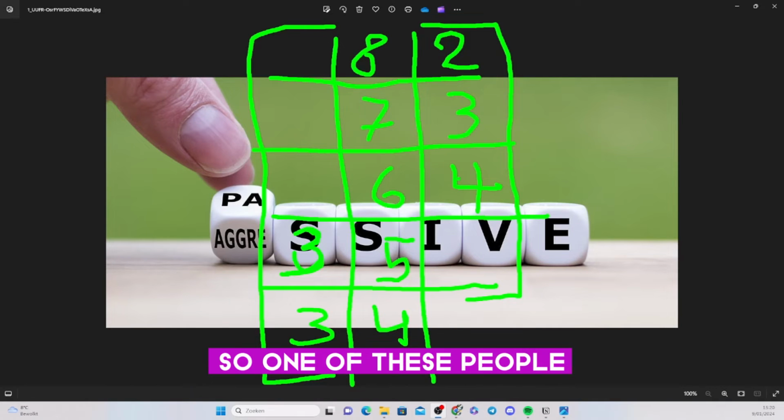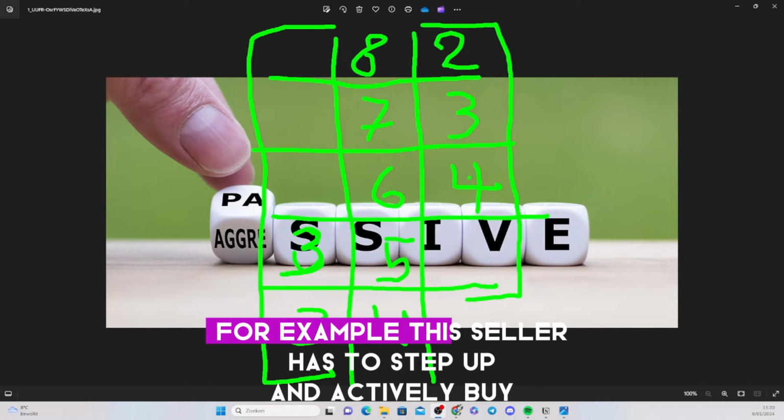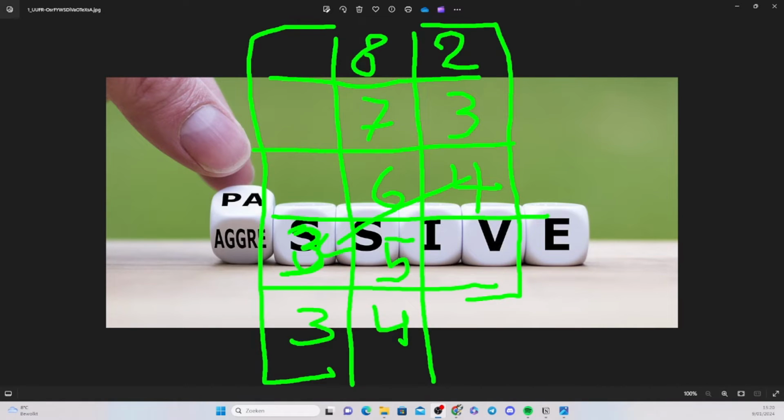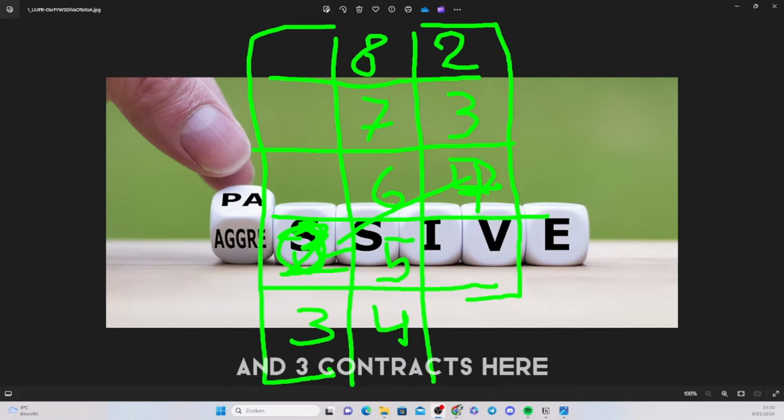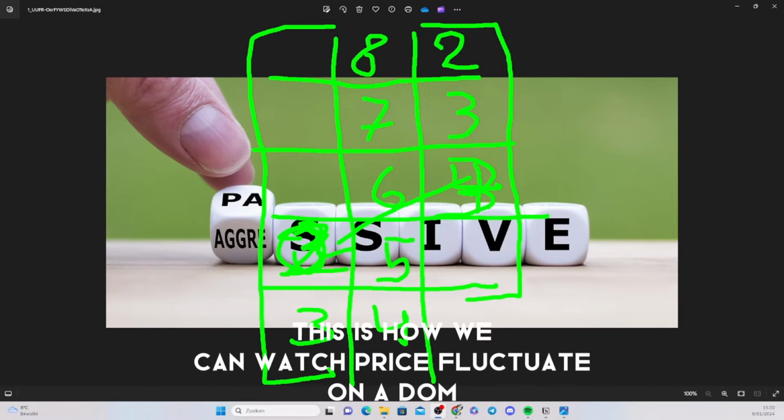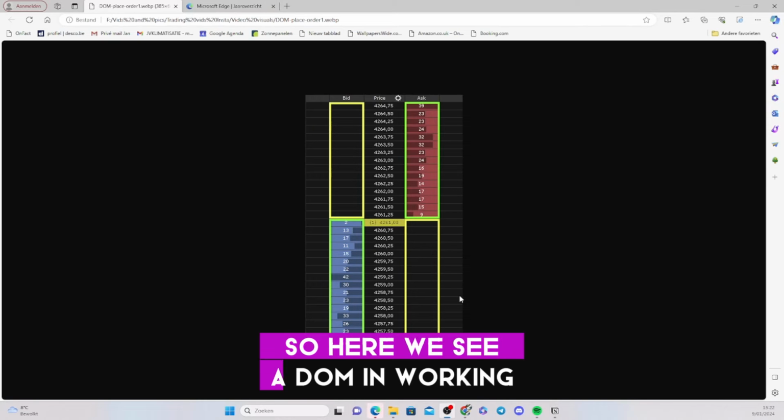So one of these people, for example, this seller, has to step up and actively buy a contract here, leaving this with 2 contracts and 3 contracts here. This is how we can watch price fluctuate on a DOM. So here we see a DOM at work.